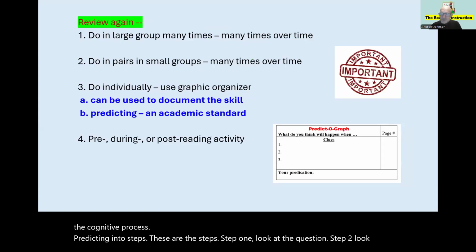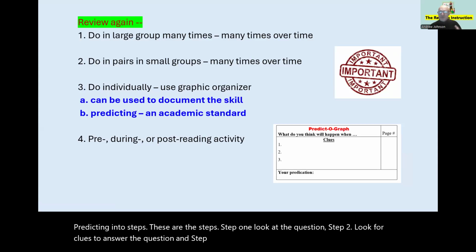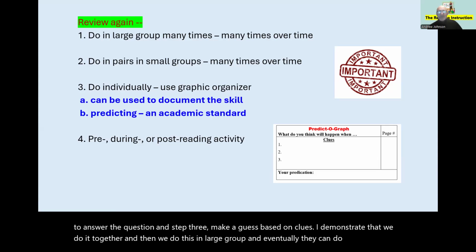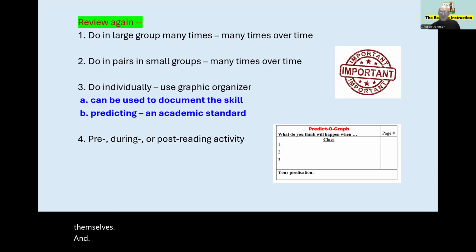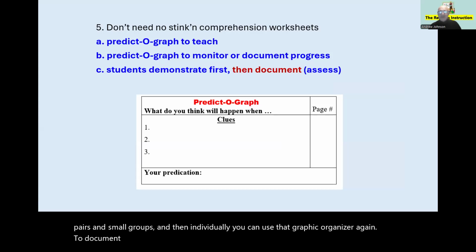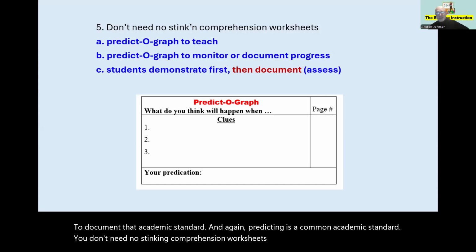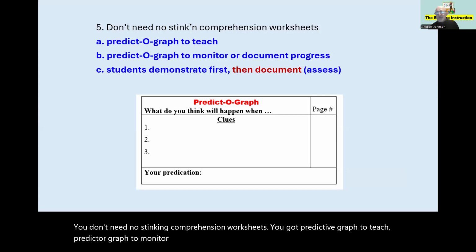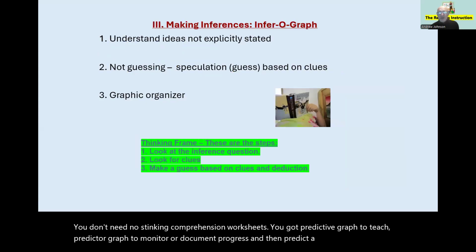And you can't assume they've got it after just one exposure. You have to do this many times in pairs and small groups, and then individually you can use that graphic organizer again to document that academic standard. And again, predicting is a common academic standard. You don't need no stinking comprehension worksheets. You got predictograph to teach, predictograph to monitor or document progress, and then predictograph for students to demonstrate their progress.